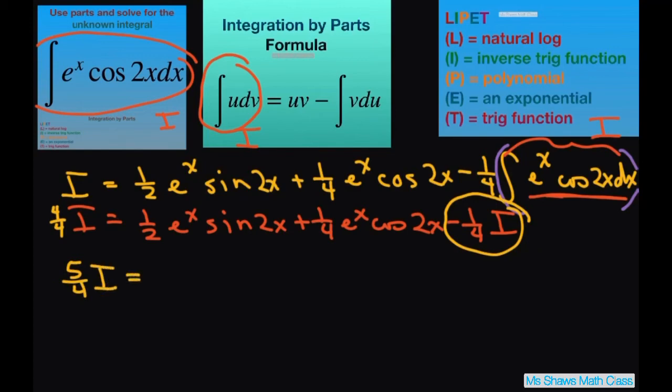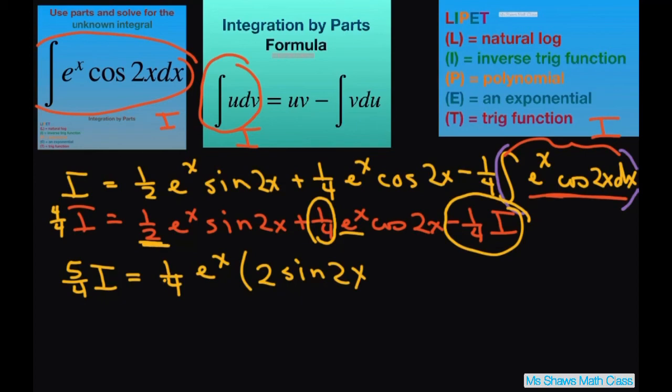Now, what I'm also going to do is factor out a 1/4 e to the x. So if I factor out 1/4 e to the x, I'm going to get 1/4 e to the x. Now, for this piece, since I factored out a 1/4, I'm going to have to call this 2 sine 2x, because 1/4 times 2 gives me the 1/2. It's right here. So that's that part. Now, what we get next is going to be plus cosine 2x.